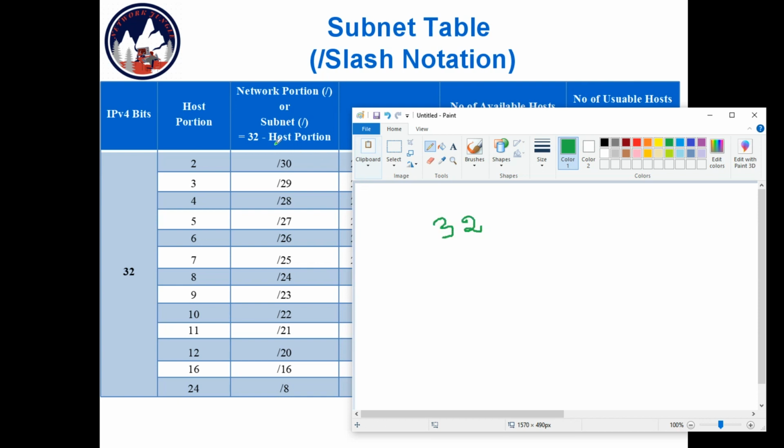Here the subnet value is /30 in the first row. It belongs to the network portion. After 32, the first 30 bits are the network portion, so the remaining 2 bits are the host portion. It can be represented as bits 00, 01, 10, then 11. Here are the available combinations for the 2 bits, which is 4.